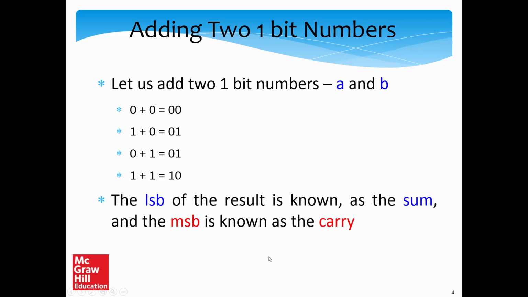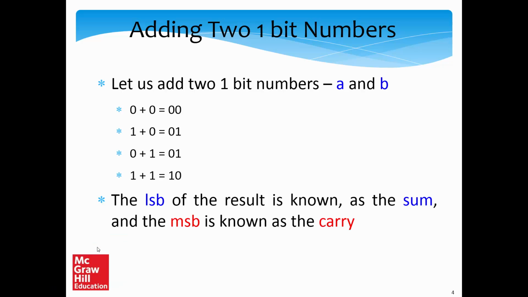So let's take a look at the simplest problem, which is to add two 1-bit numbers, A and B. So if we add two 1-bit numbers, what is it that we can get? The largest number that we can get will actually require 2 bits. So let's see how and why.